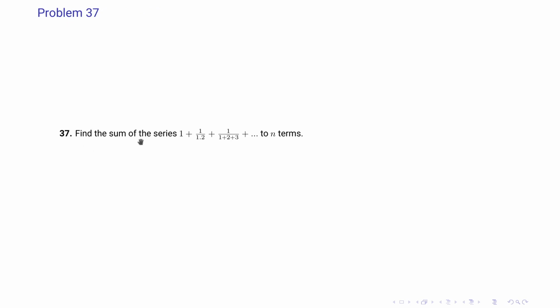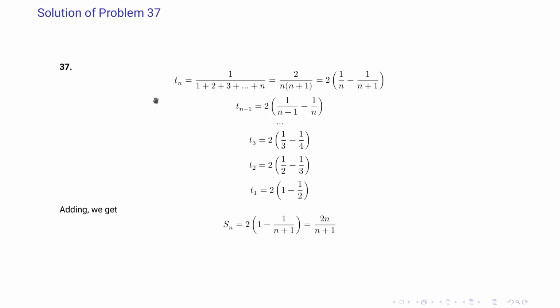Next problem is find the sum of the series 1 plus 1 by (1 plus 2) plus 1 by (1 plus 2 plus 3) up to n terms. So nth term is 1 by (1 plus 2 plus 3 plus up to n), which is equal to 2 by n into (n plus 1). Now we can rewrite this as 2 into (1 by n minus 1 by (n plus 1)). So following this example of nth term, we find the (n minus 1)th term, which is equal to 2 into (1 by (n minus 1) minus 1 by n).